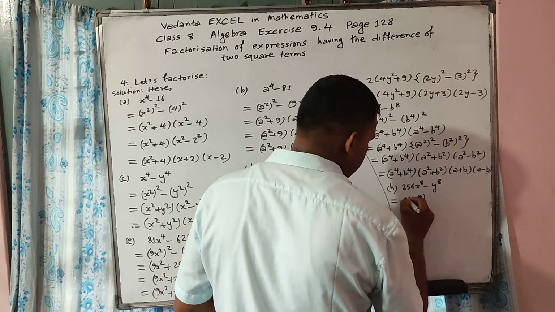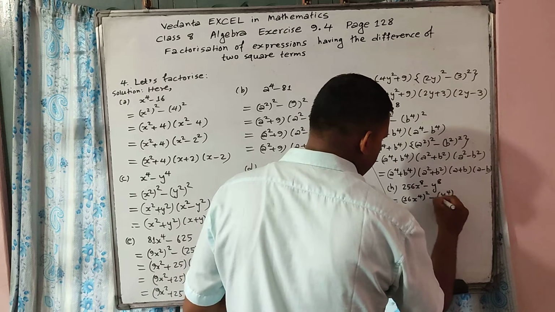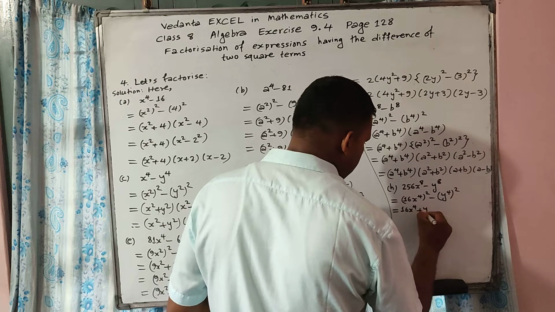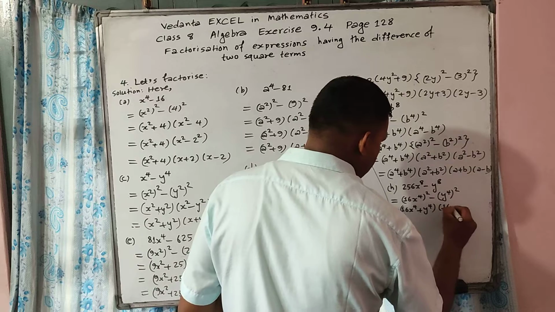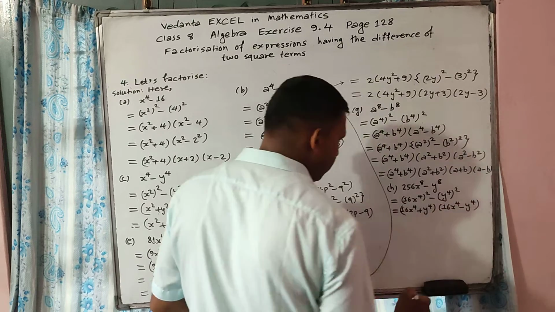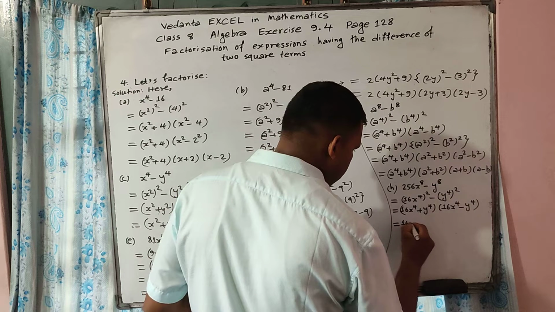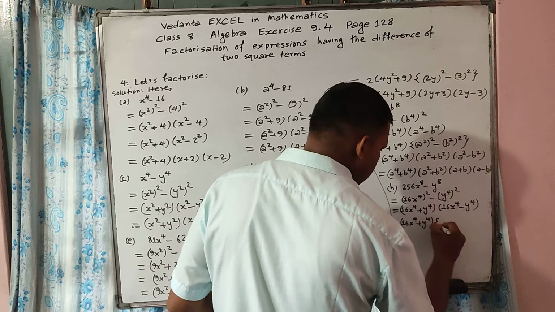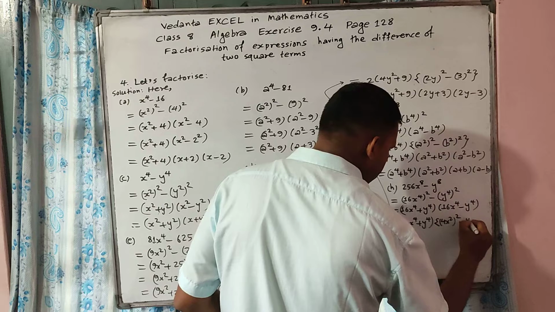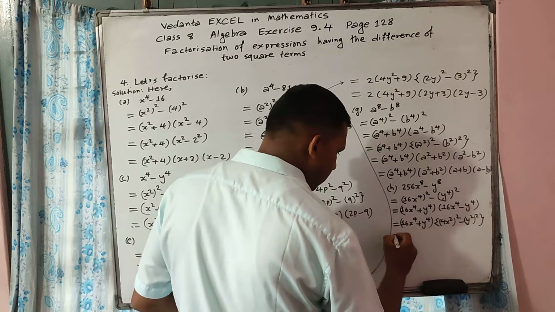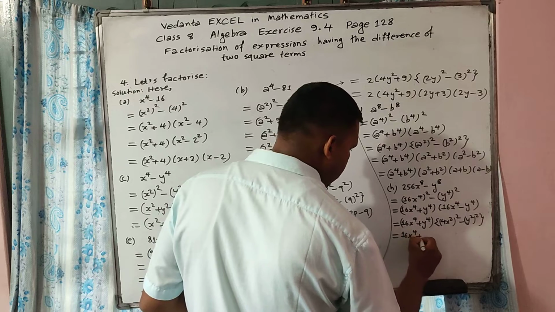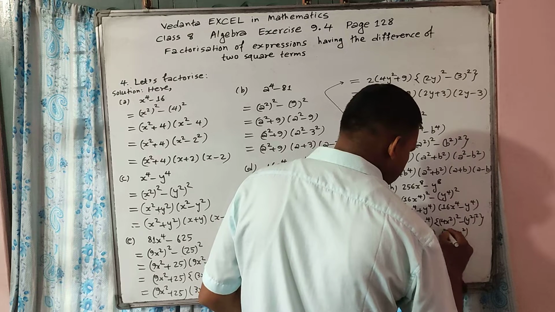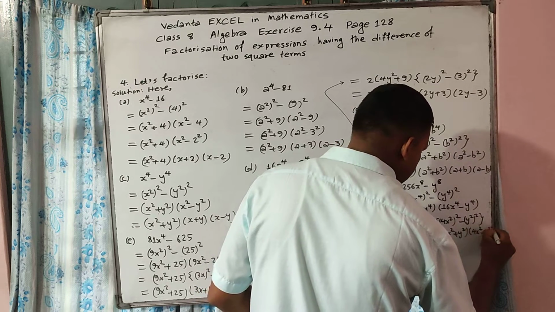(16 x to the power 4) whole square minus (y to the power 4) whole square is equal to (16 x to the power 4 plus y to the power 4) into (16 x to the power 4 minus y to the power 4) is equal to (16 x to the power 4 plus y to the power 4) into ((4x square) whole square minus (y square) whole square) equal to (16x to the power 4 plus y to the power 4) into (4x square plus y square) into (4x square minus y square).